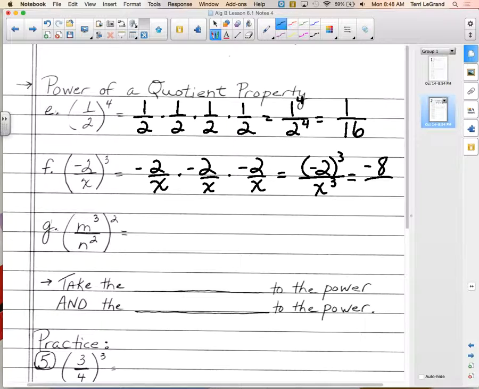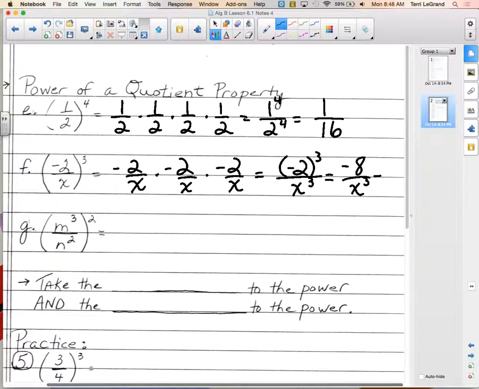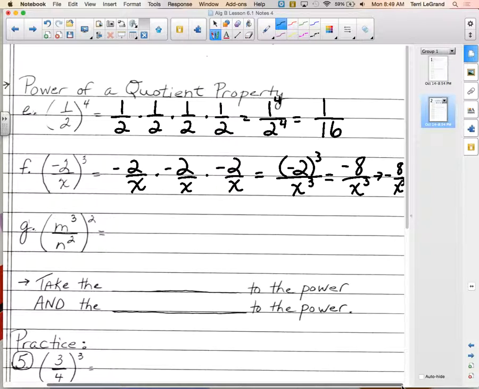And x to the 3rd power, we would leave as x to the 3rd power. And we know that we can clean that up and bring the negative sign out front and have the fraction negative, and 8/x to the 3rd power. Okay, let's move on to G.